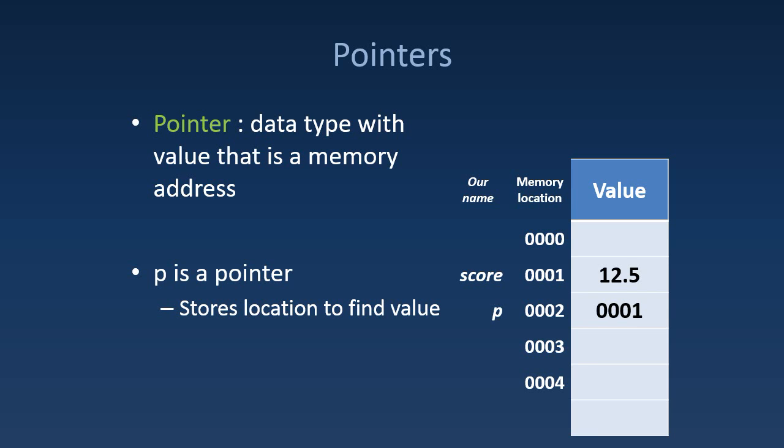Up till now, we've always thought of variables as storing values. I've got this variable score, and somewhere in memory, it's stored, and it has the value 12.5. A pointer is the same idea. We could have a pointer called p, and somewhere in memory it stores a value. But what a pointer always stores is not its own value, but the address of another piece of information. Here, p is storing 0001, which signifies that it's storing the address of this piece of information. Basically, it has the address where score is.